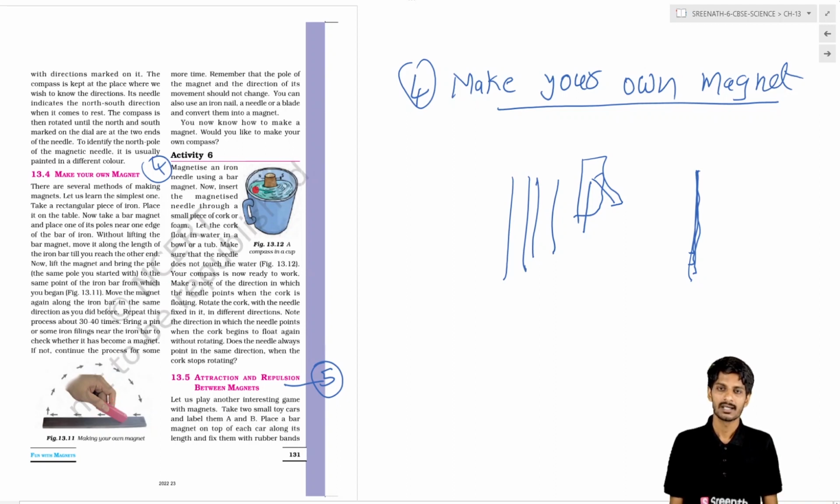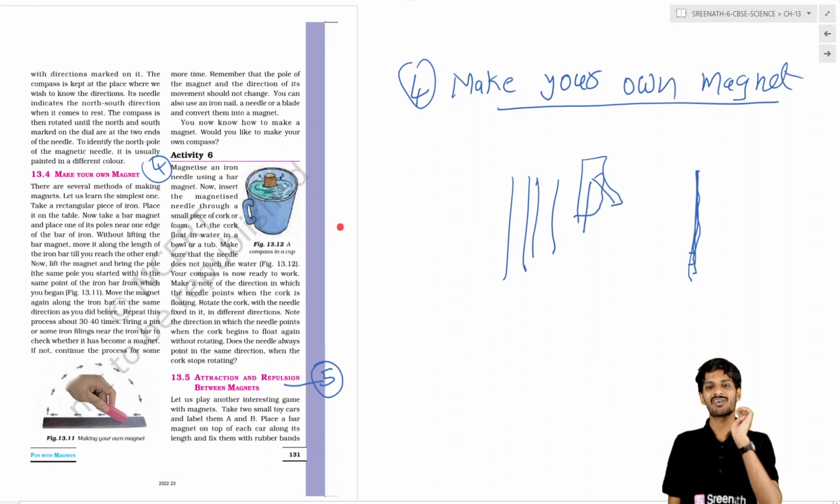So you have to place that magnet on a foam or sponge and float it freely on water. If you turn it some distance, what happens? After some time it will settle in one direction. That direction gives the north and south directions. So in this way you can make your own compass. Now we have learned how to make a magnet and how to make a compass.